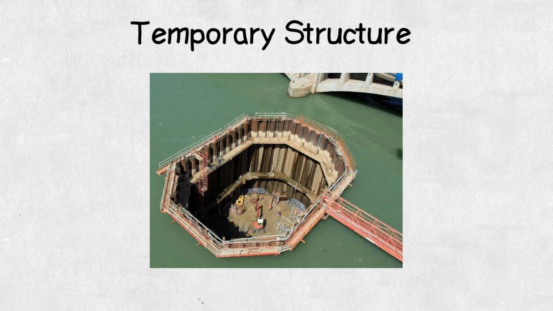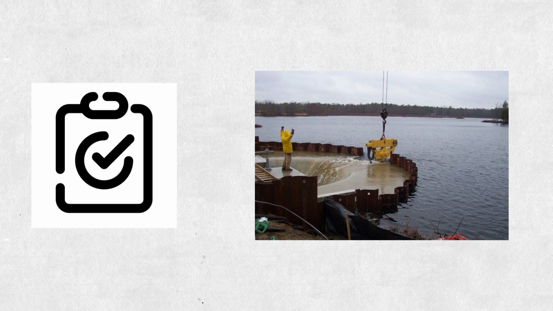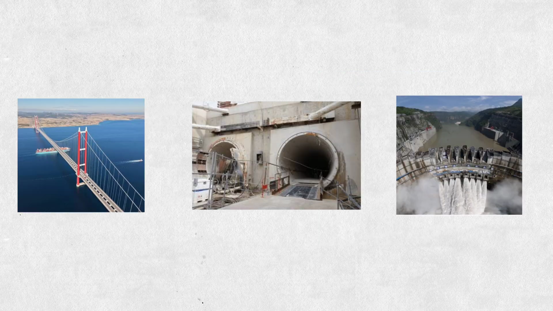Cofferdam. A temporary structure built to hold water out of an area so that construction can take place on dry ground. Once the permanent structure is finished, the cofferdam is either removed or flooded. They are used during the building of bridges, tunnels, and permanent dams themselves.